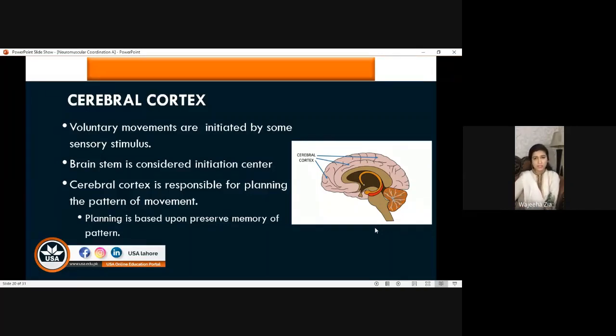So whenever we start performing any activity, those plans are stored in the cerebral cortex. When the signals come from the body and go to the brainstem, which is the initiation center, then the cerebellum will coordinate and give a command to the cerebral cortex to perform the proper skilled, planned pattern.